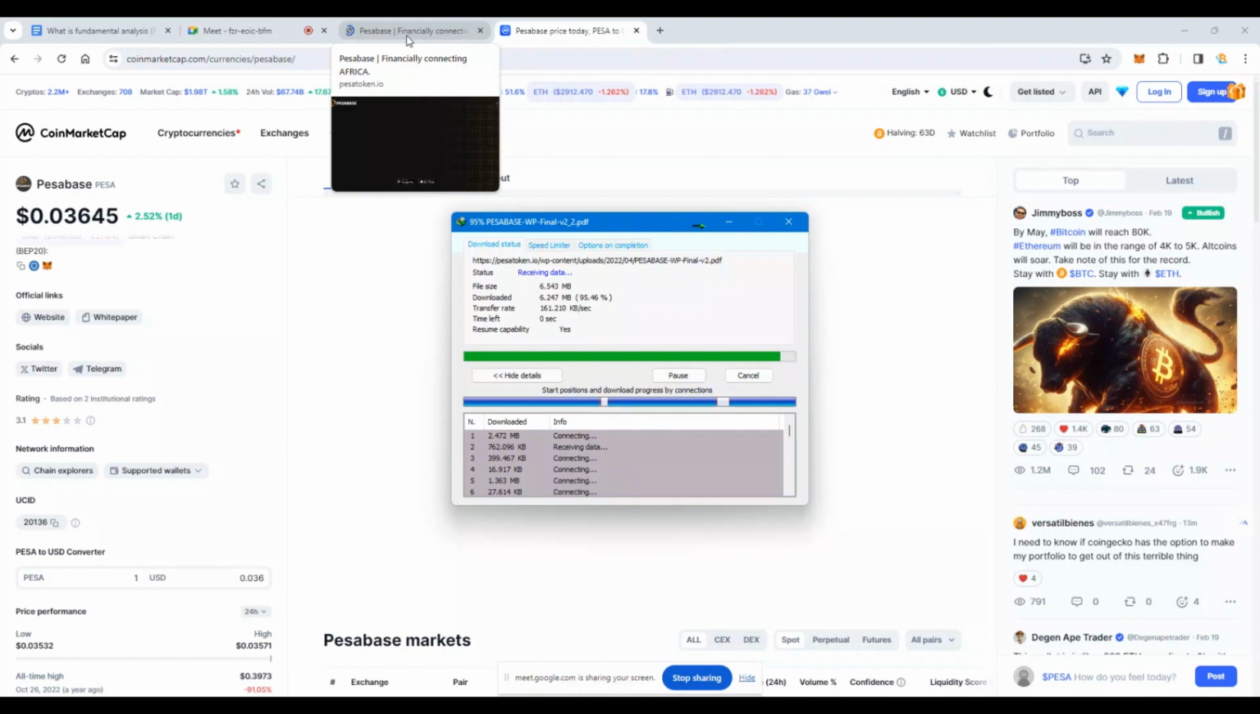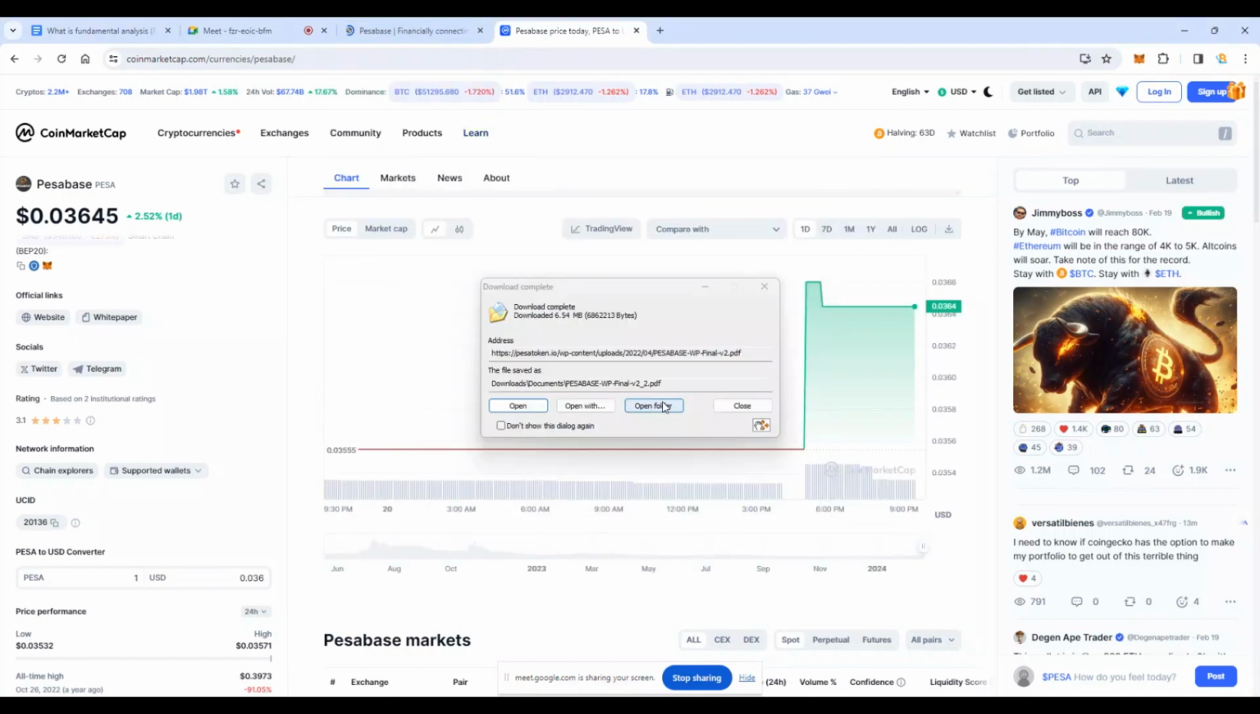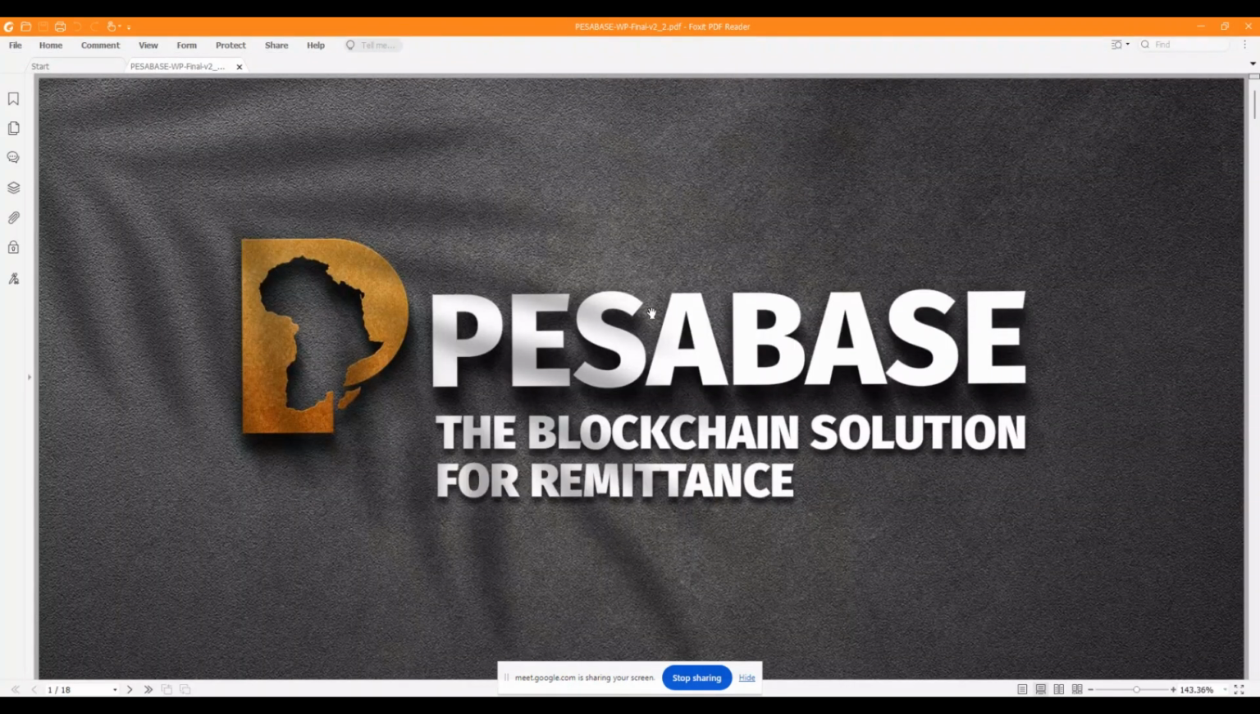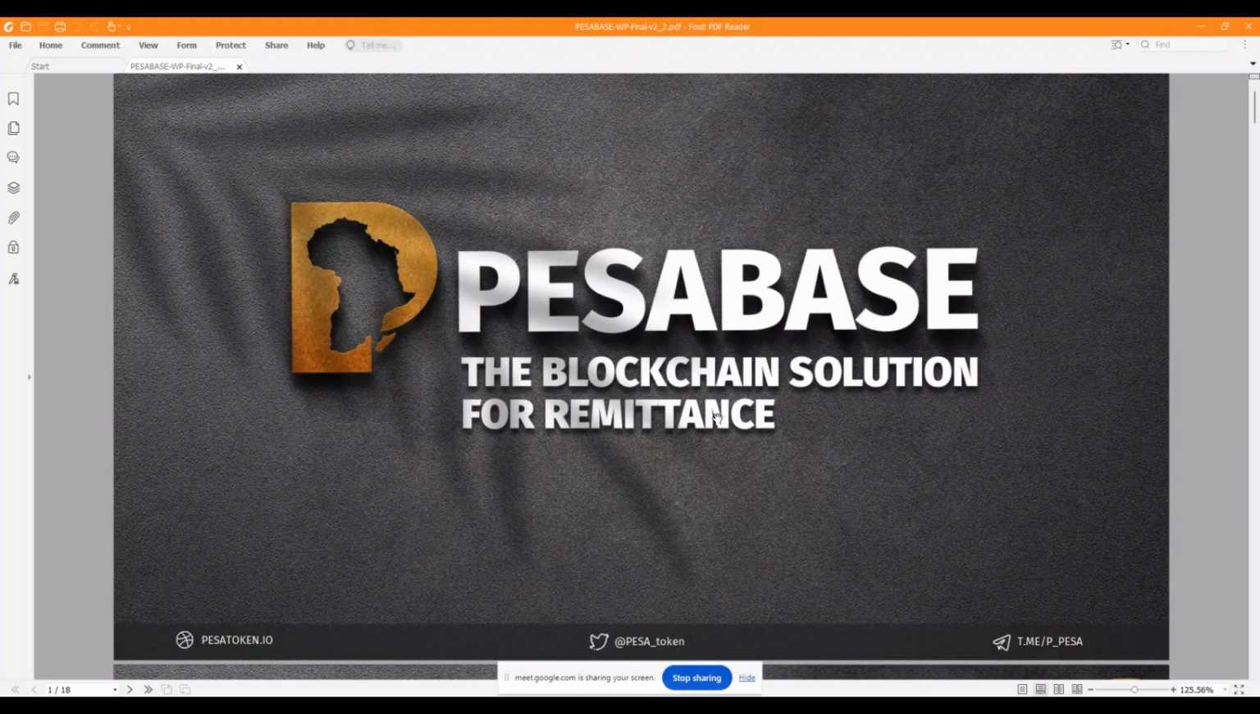You see, when you buy something new and you don't know how to use it and you want to learn how to use it, you're going to go through the manual, right? You're going to go through the manual. So once we open it, this is Pesabase, the blockchain solution for remittance. Can you guys see my screen?